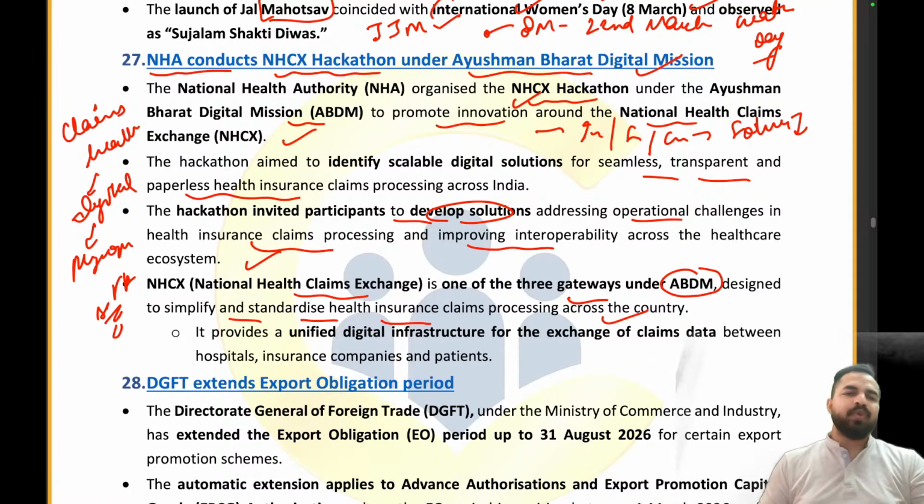So my dear friends, please quickly tell me in the chat box, what is the name of the organization which has organized the NHCX hackathon? So that is the National Health Authority. Under which scheme has it been done? Under the Ayushman Bharat Digital Mission it has been done. Clear everyone? Clear to all?